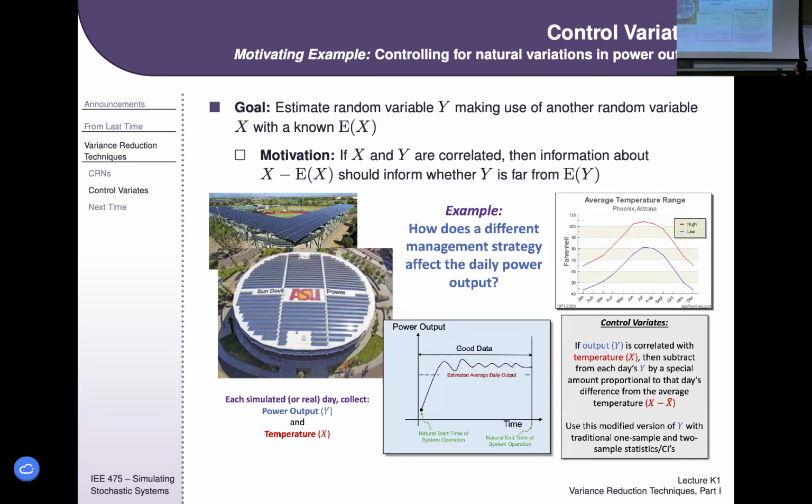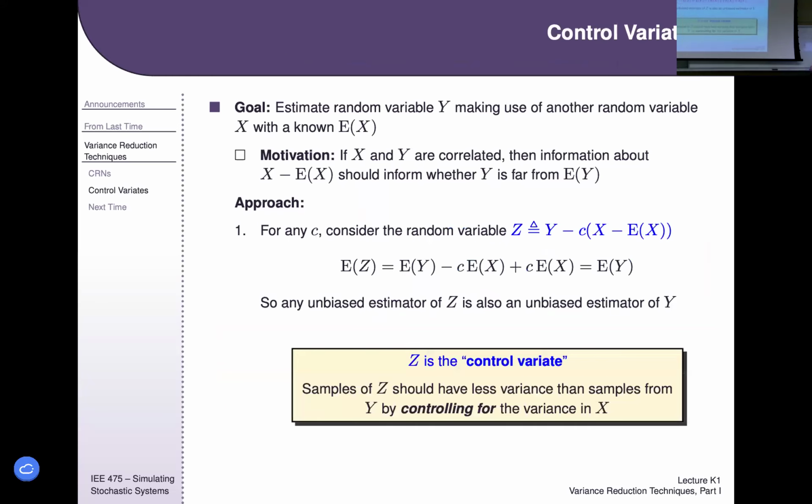So if I know that the output Y is correlated with temperature, then I can adjust each day's output by subtracting an amount proportional to how unusual that day's temperature was. So I have the mean temperature: was this a hot day or a cold day? That allows me to adjust for the variance added due to temperature, so that I can zoom in on what I actually care about, which is how I change how the inverters are running. So how do we do that? This is what's known as control variates.